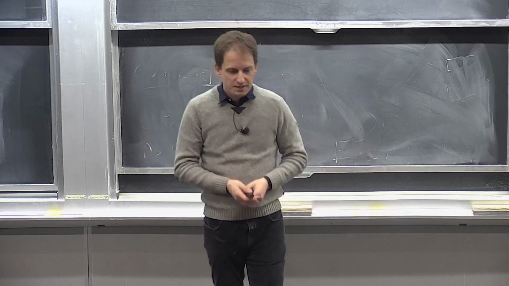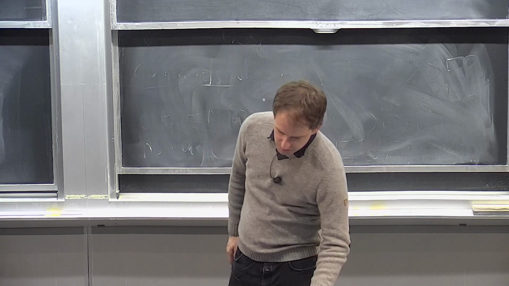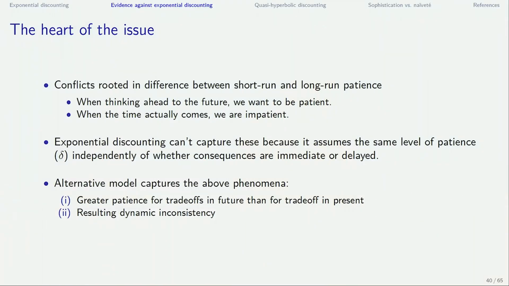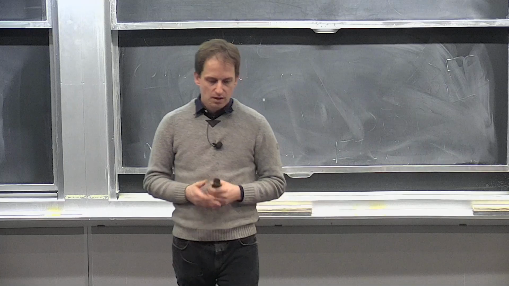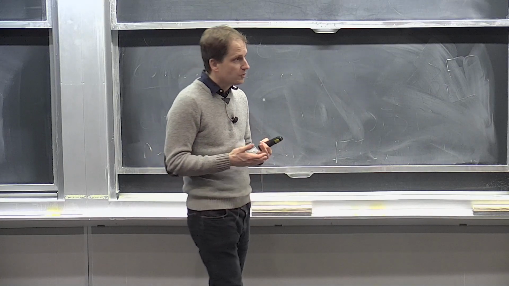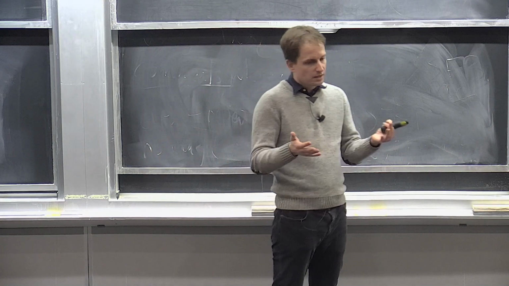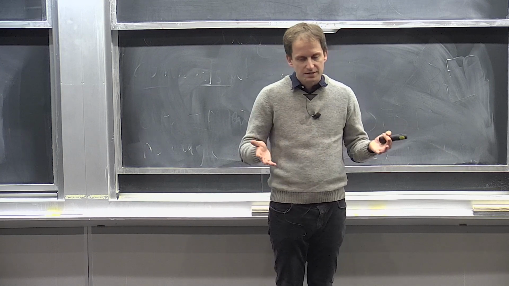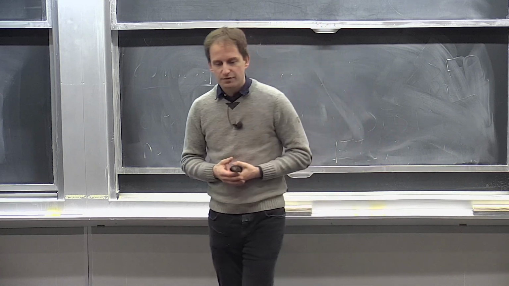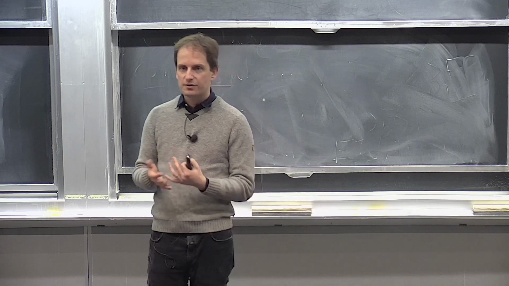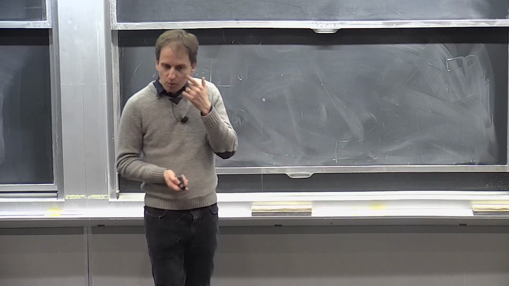So that tells us we need two parameters to deal with that. What we want, and I'll talk about this a lot more in the next few minutes, and then in the next class, is a model that has greater patience for trade-offs in the future than for trade-offs in the present. So we want different levels of patience over different time horizons, and we want a model that helps us explain dynamic inconsistency. So what is that model?